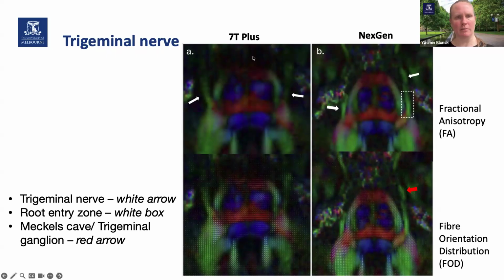You can see that's the 70 plus results from our local scanner, and that's the results we got from the NexGen scanner. And we're currently looking at the trigeminal nerve, which is highlighted by the white arrows here. You can see that it can be identified on both systems, with the NexGen system being able to delineate the nerve bundle much further beyond the root entry zone, which you can see in the right arrow here. So we're very excited about this because it's the first time we've been able to track the nerve this far.